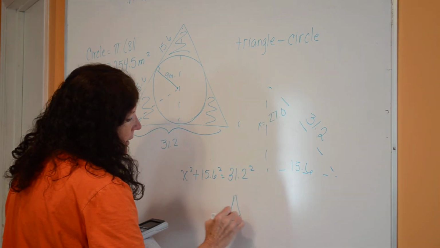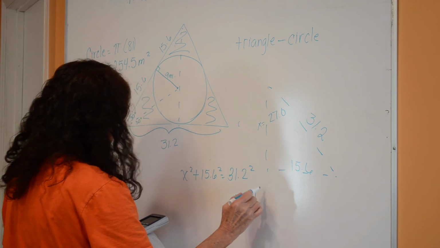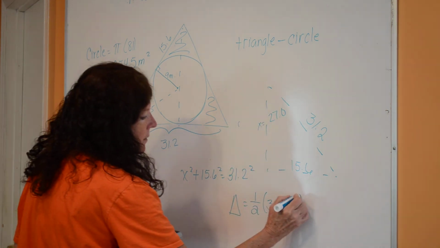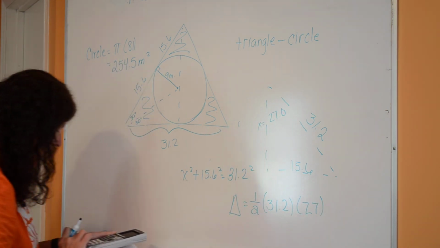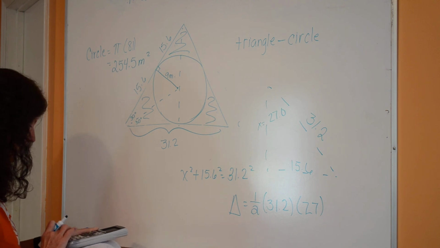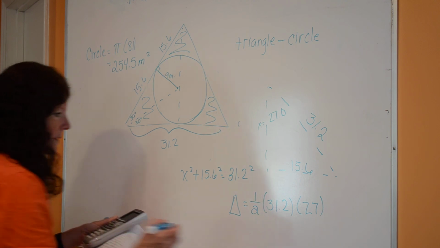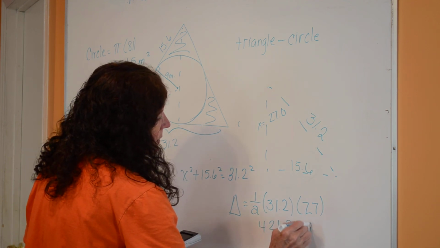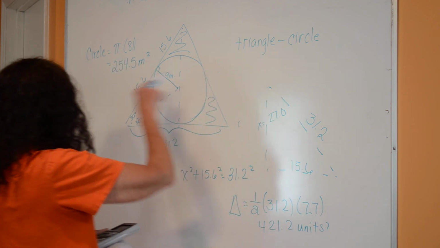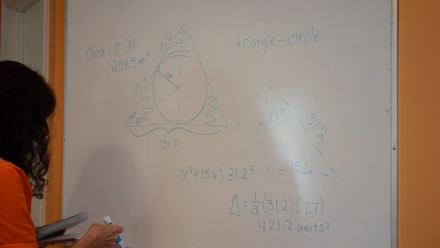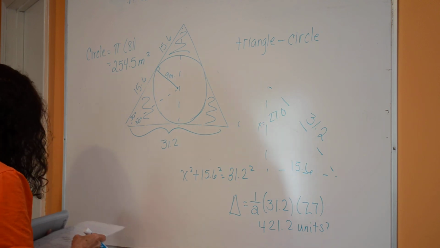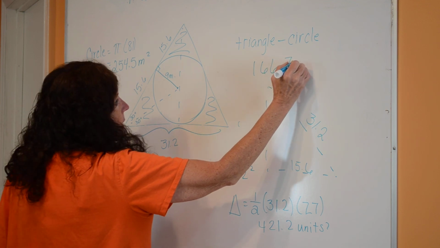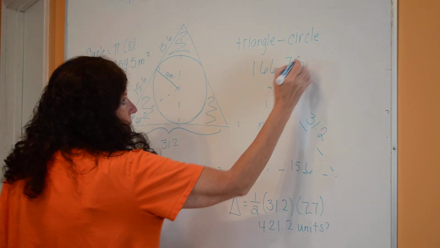So the area of the triangle is 1/2 the base, which is 31.2, times the height, which is 27. So 0.5 times 31.2 times 27 gives me 421.2 units squared. And I'm going to subtract the circle from that, which is going to give me an answer of 166.7 meters, because it's meters, not units, meters squared.